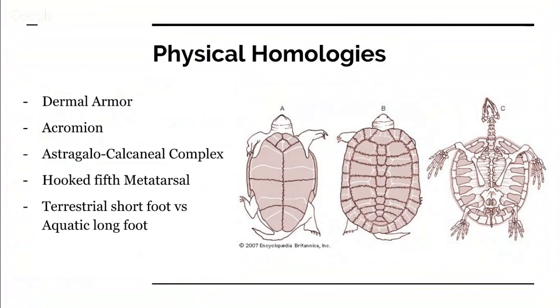And that is going to be it for the homologies. The only last thing I can say is the terrestrial short foot versus the aquatic long foot. Your terrestrial turtles are going to have a shorter foot, while the aquatic is going to have a longer foot. And that is a physical homology that is very characteristic, so that there will be no mistake. If there is a long foot, the turtle will most likely for sure be aquatic.